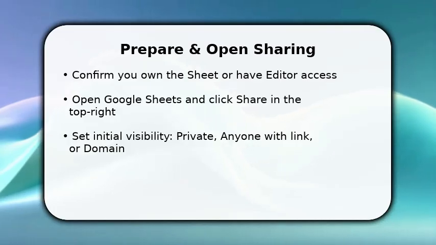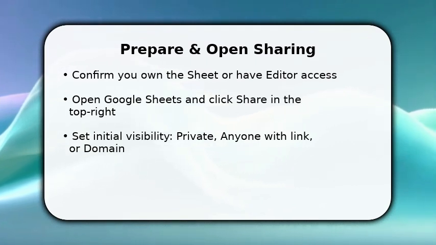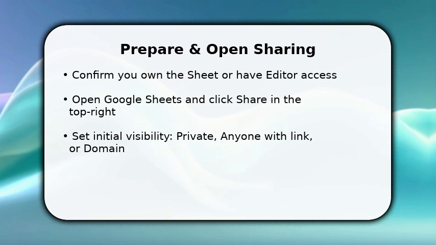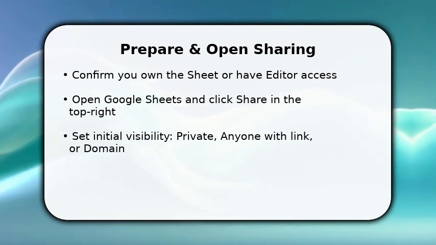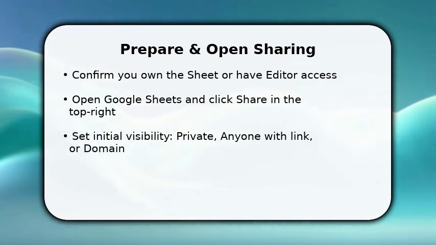You start by confirming ownership or editor rights. Without them, you cannot force read-only. Once opened, click Share in the top right to access permissions. Make sure the sheet's visibility matches your goal, private, anyone with link, or your organization domain, because this determines who appears in the permission list.